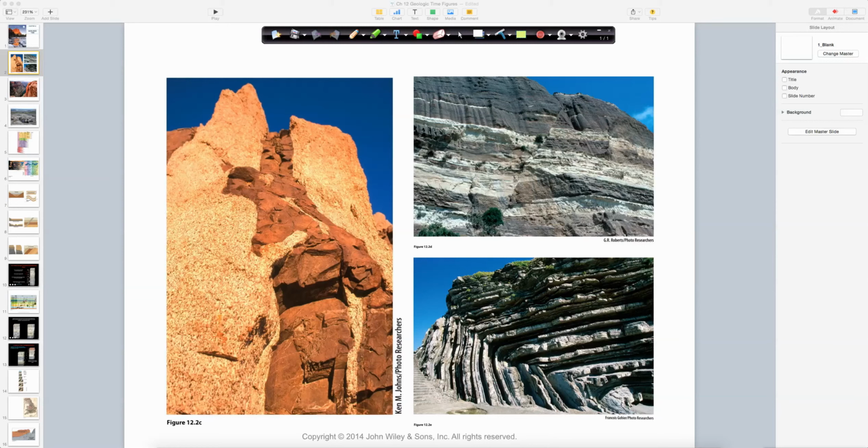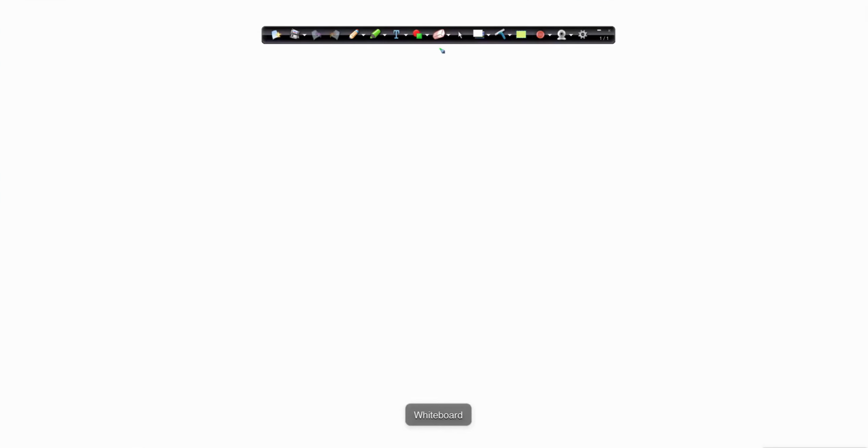This is Chapter 1, Geologic Time, Sections 12-1 and 12-2. So we're going to talk a little bit about what geologic time is and how it relates to Earth's history. Earth's history is a sequence of geologic events.